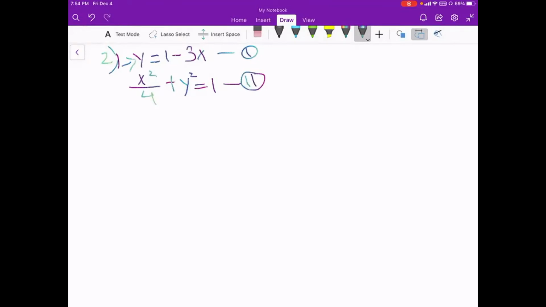In your first equation, you have y is equal to 1 minus 3x, which is like y written in terms of x. So I'm going to go ahead and substitute this y using the value that the question gave me as 1 minus 3x.